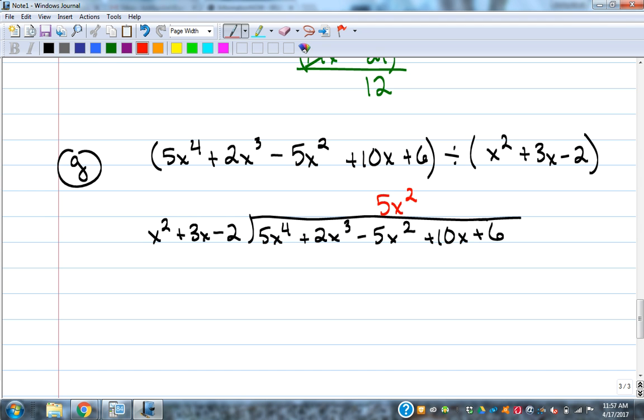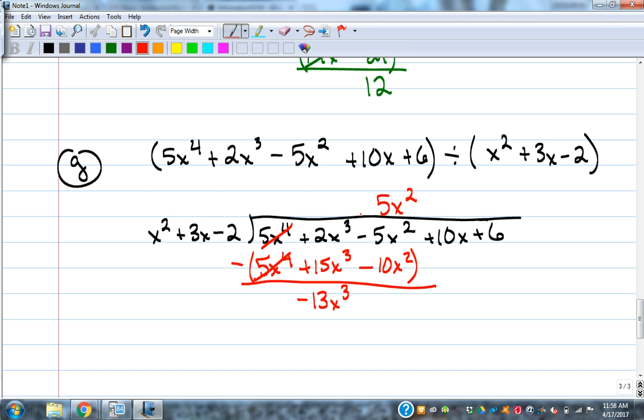Distribute the 5x squared to that whole trinomial. So that's 5x to the 4th, that's 15x cubed, minus 10x squared. And I'm subtracting all of that. The x to the 4ths cancel. 2 minus 15 would be negative 13x cubed plus 5x squared. Then I'm going to bring down the 10x. You're always going to bring down the next term.